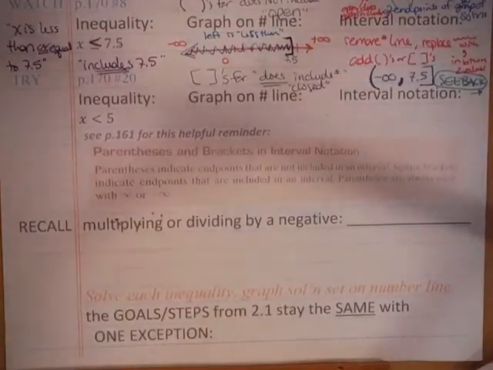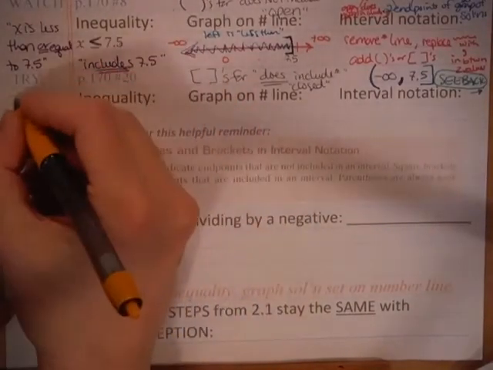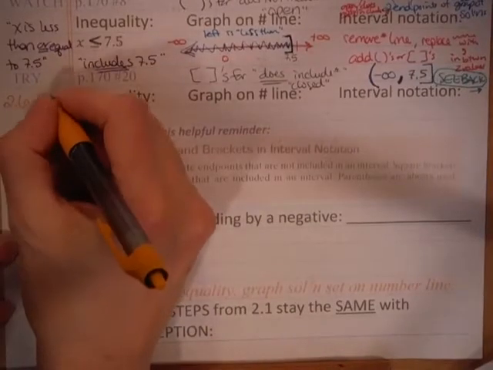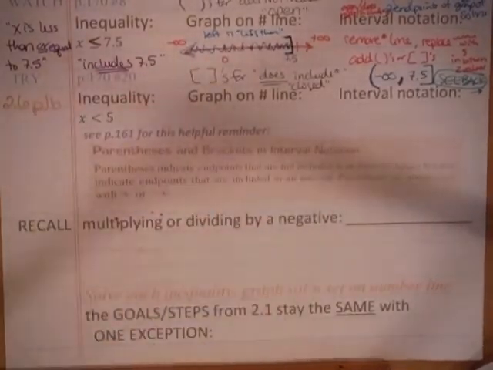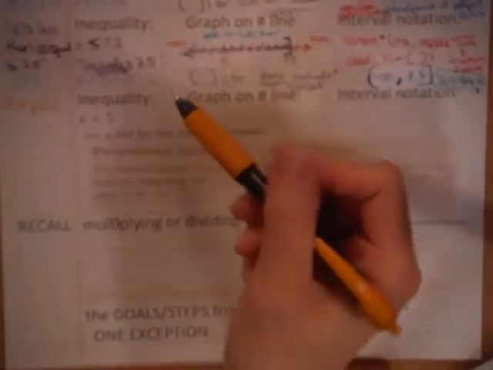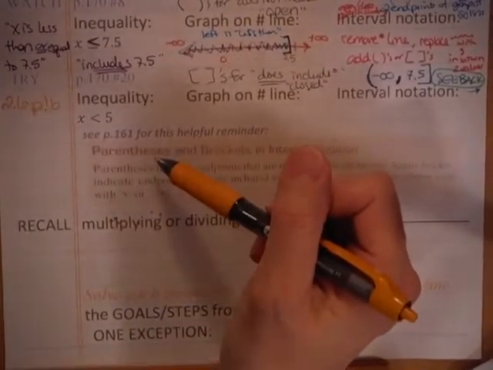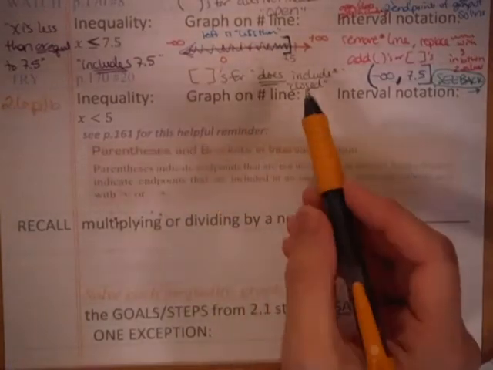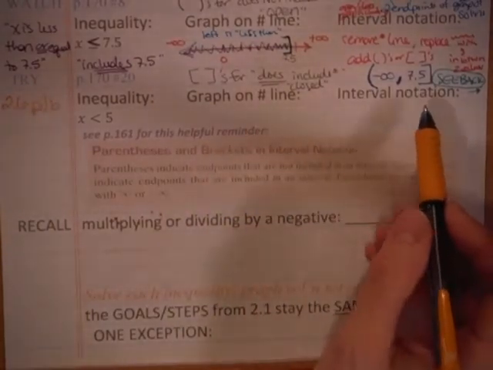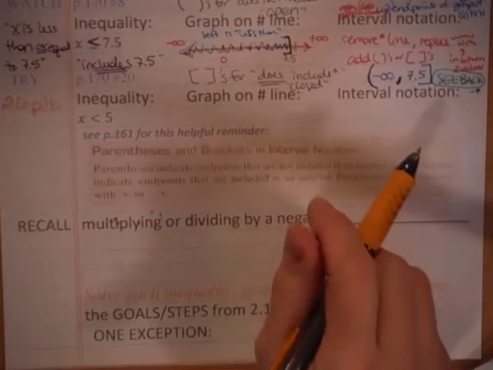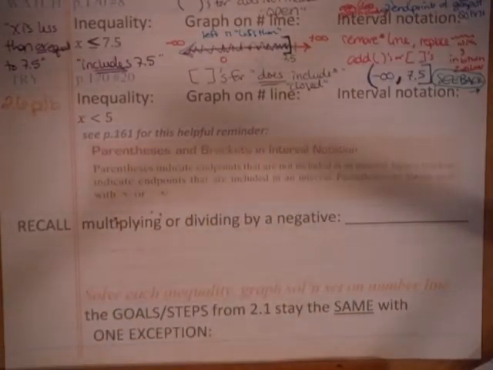All right, and here we are on the bottom of page 1 for section 2.6. And we've got a try here, so we're going to start right off with a pause. So we're trying to graph the inequality x is less than 5, both on a number line and in interval notation. So hit the pause button and then come back when you are ready for checking your answer.